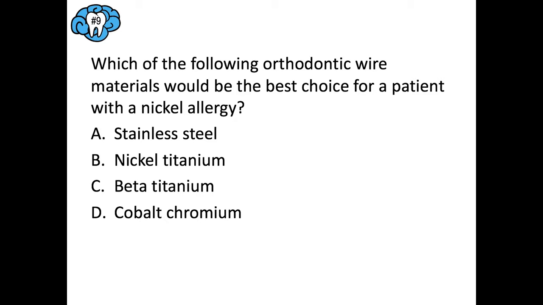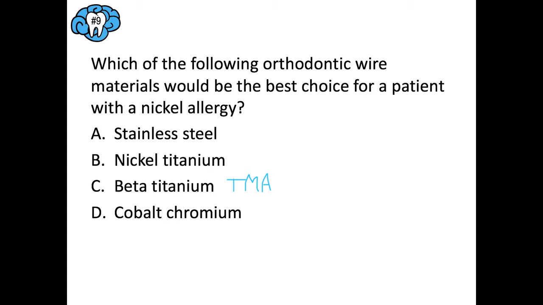All right, so let's talk through some of these materials. These are all probably the 4 most common materials used in orthodontics today. And so beta titanium, also called TMA, which stands for titanium molybdenum alloy, this does not contain nickel. I'm kind of giving away the answer here, but that one does not contain nickel. Stainless steel does. It contains about 8% nickel and about 18% chromium.